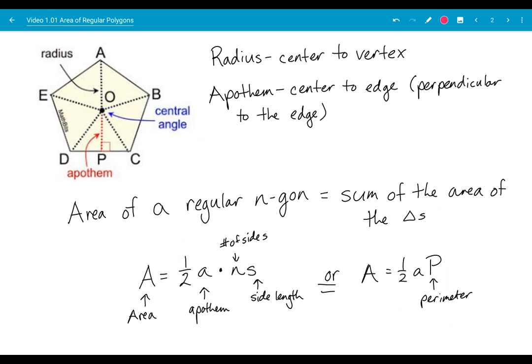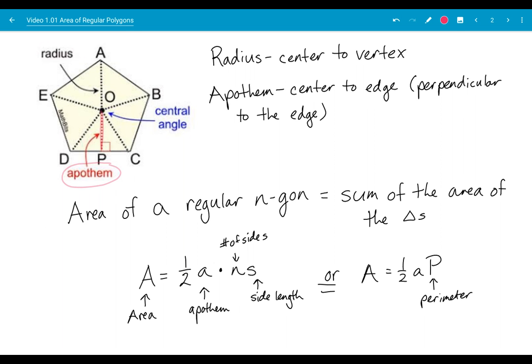Here on my regular pentagon, I have a few things labeled. We want to be very specific about what we're talking about because the distance from the center to the edge could be different depending on if I choose the center to the vertex versus the center to the edge. So they created two different terms for these. If I'm talking about the center to the vertex, we call that the radius. Similar to if I put a circle around this, that would be the radius. If I'm trying to talk about the center to the edge, that is going to be called the apothem.